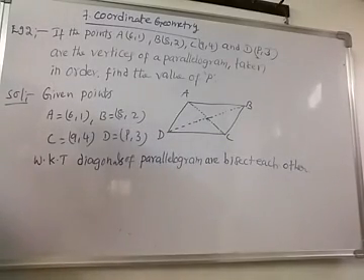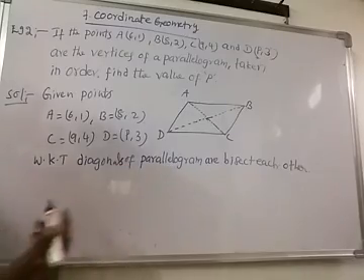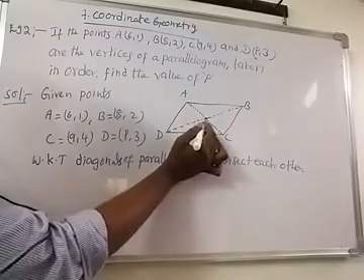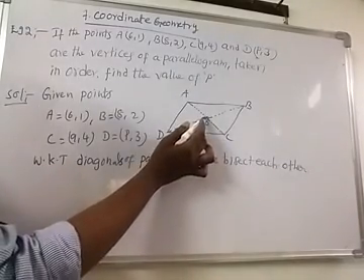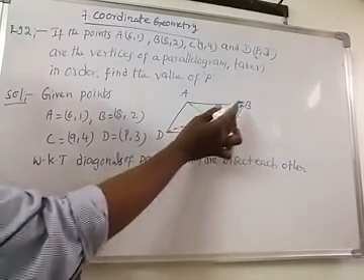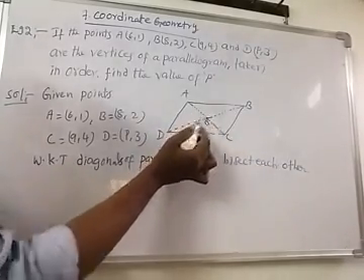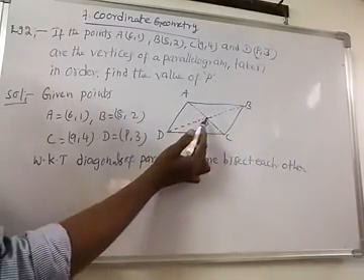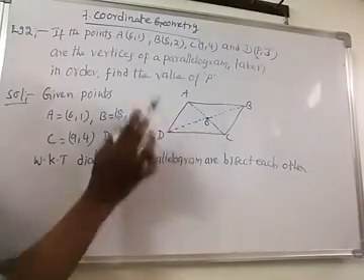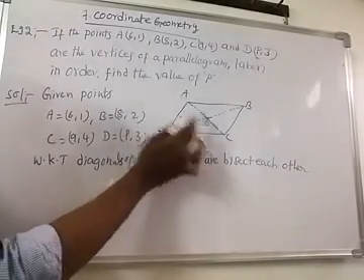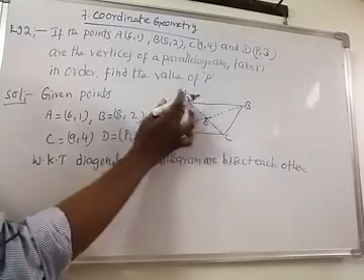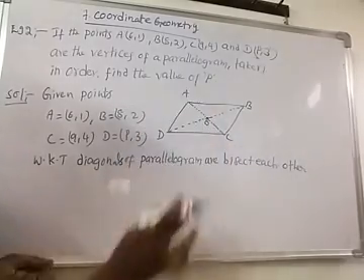In a parallelogram, the diagonals bisect each other. So this is the bisect point. O divides BD into two equal parts, that is BO is equal to DO, so O is the midpoint of BD. Also AO is equal to OC, so O is the midpoint of AC. Therefore, the midpoint of BD and the midpoint of AC is O.